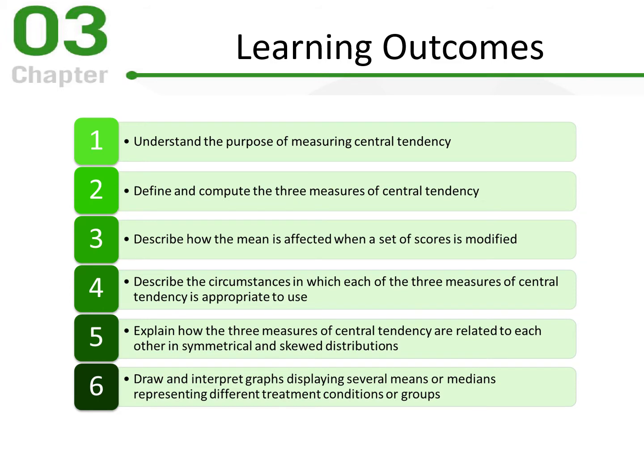Number 4, describe the circumstances in which each of the 3 measures of central tendency is appropriate to use. Number 5, explain how the 3 measures of central tendency are related to each other in both symmetrical and skewed distributions. And number 6 is draw and interpret graphs relating to these measures of central tendency, more specifically the means and the medians.